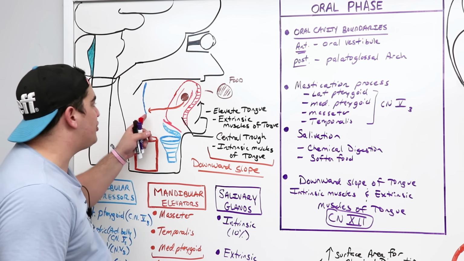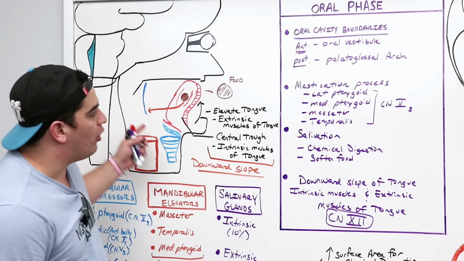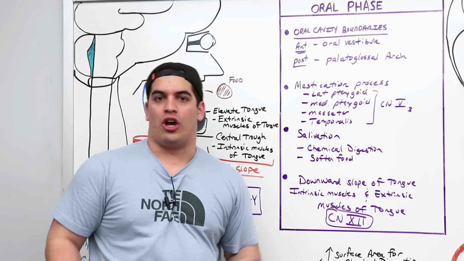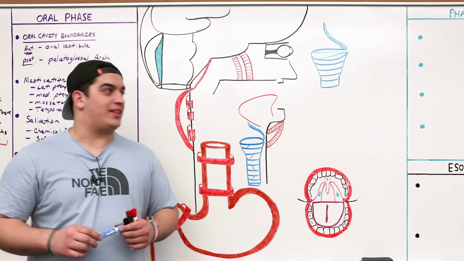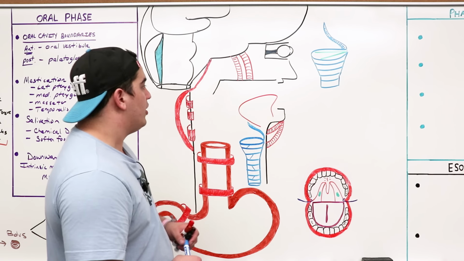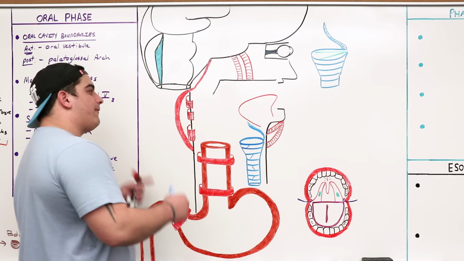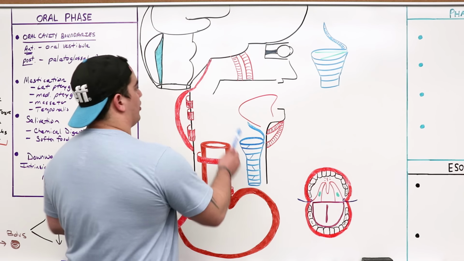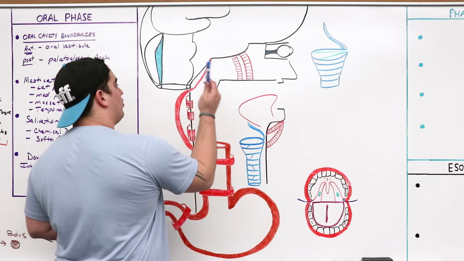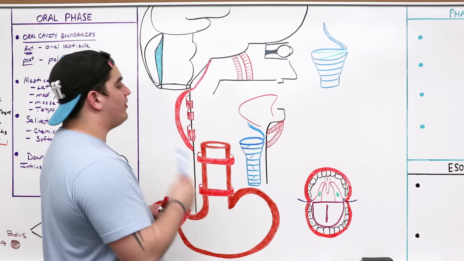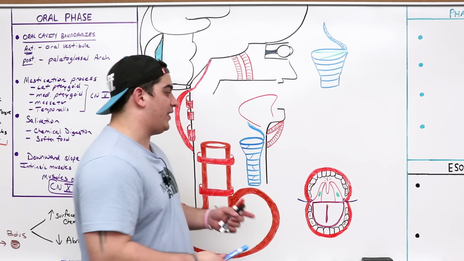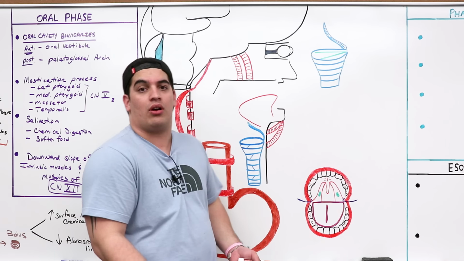Once the bolus touches this palatoglossal arch, we are no longer in the oral phase, and now we're going to go into the pharyngeal phase. Okay, so now we have to hit the pharyngeal phase. So what did I tell you before? I said it had to first hit what structure? The palatoglossal arch. So now what I need to do before we continue to go on throughout the pharyngeal phase is you need to know what is the palatoglossal arch.